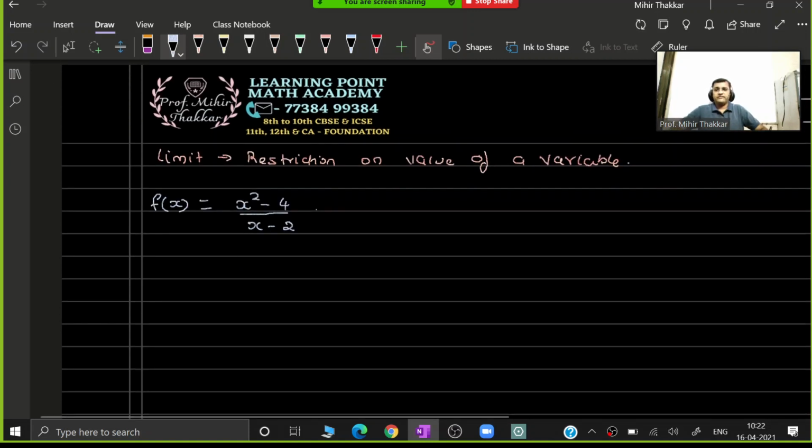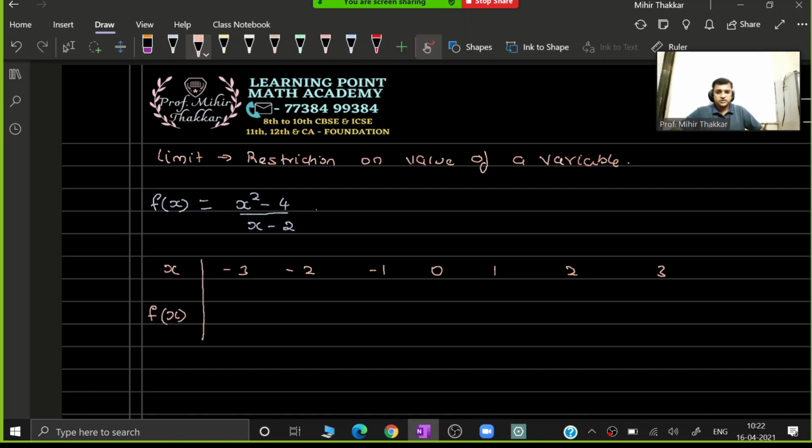And suppose I try for different values of the variable x, let me consider x is 0, 1, 2, 3, minus 1, minus 2, and minus 3. For different values of x, I have different values of f(x). So let us see what answer I will be getting. So now guys, when the value of x is 0, I will get 0 minus 4 divided by 0 minus 2, which is minus 4 upon minus 2, which is going to be equal to 2.